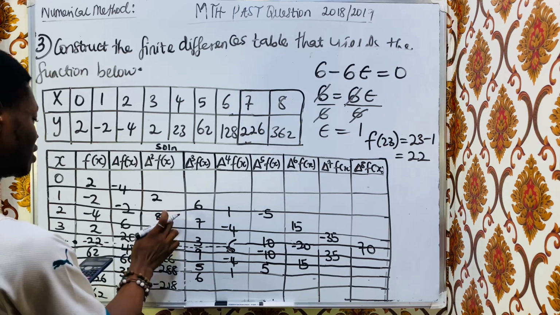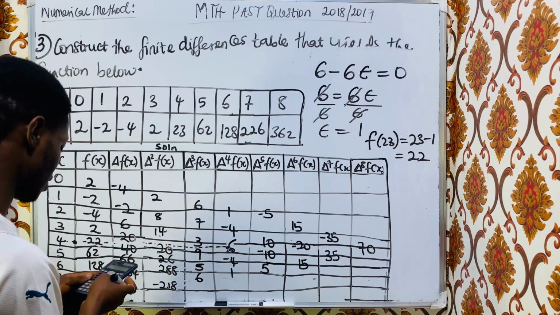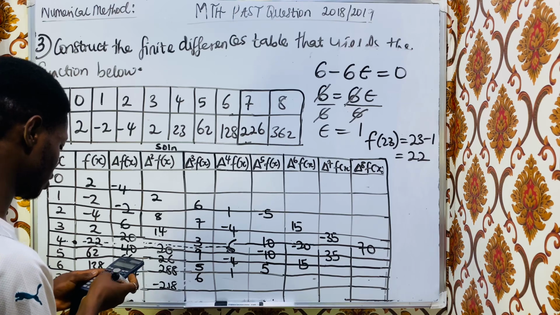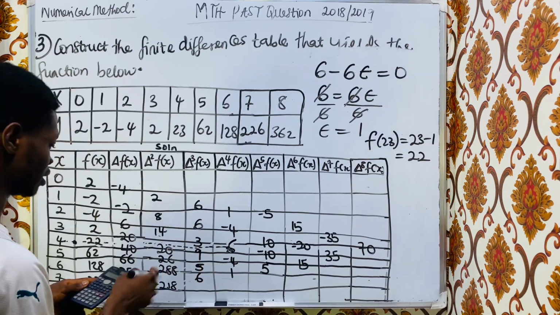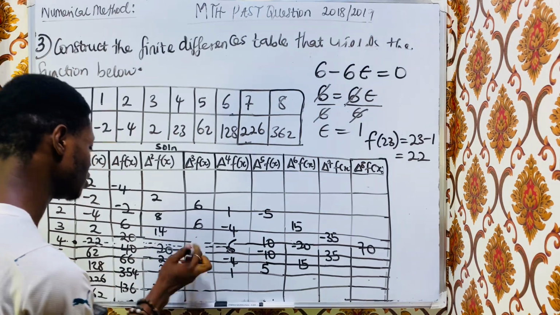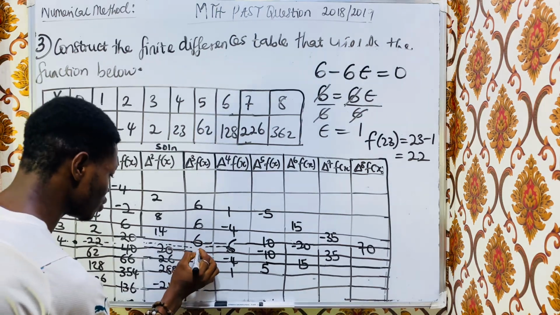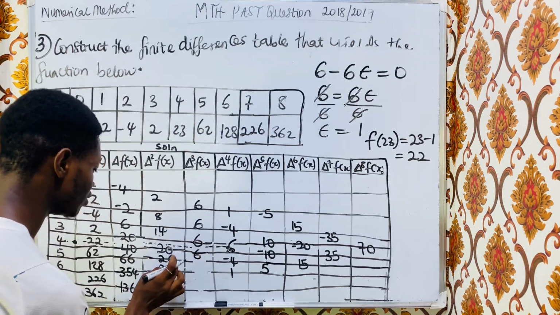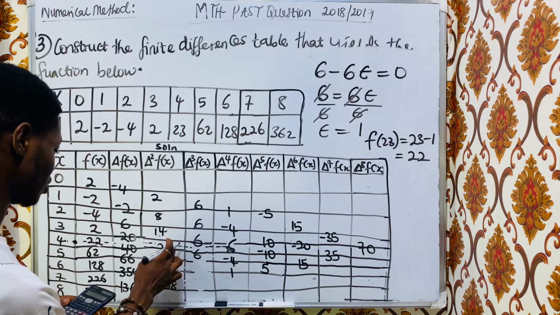So this is the third difference. This minus this gives us 6. This minus this, 14 minus 8 will give us what? 6. So we are going to have 6 here. This minus this will give us what? 6. So we are going to clean out this place. We are going to have 6. 26 minus 20 will give us 6. This minus, what is it? 26 minus 6 will give us what?